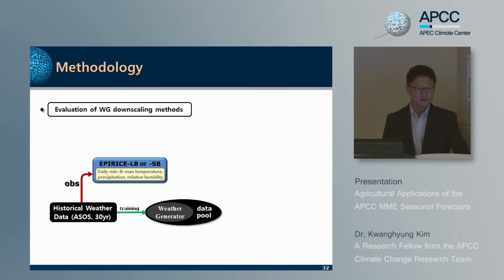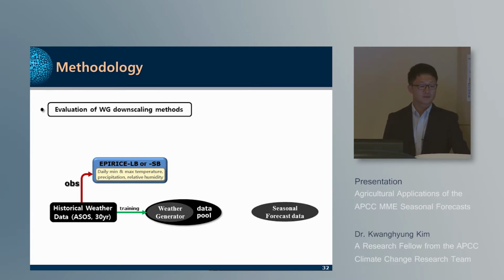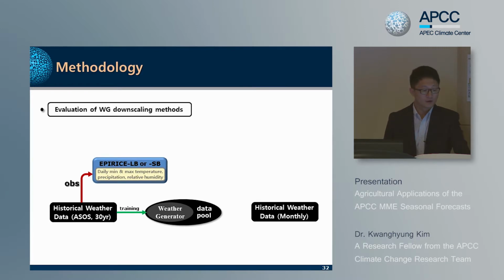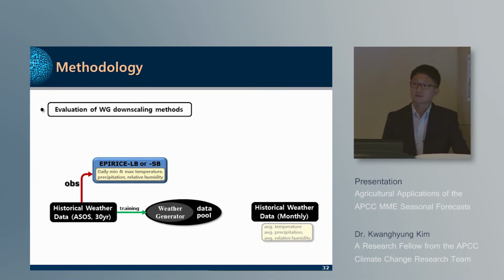Next, each weather generator was parameterized based on the same historical weather data, and then generated thousands of synthetic climate data pool for selection. In reality, we had to use the seasonal forecast data for the selection. But here, with an assumption that the seasonal forecast is exactly the same as observed weather data, we used monthly averaged historical data. Basically, we ignored the seasonal forecast accuracy in this study.